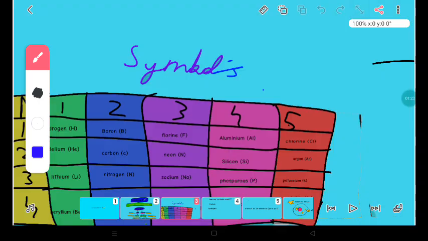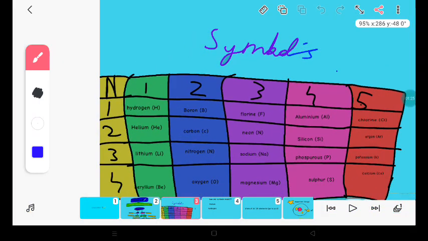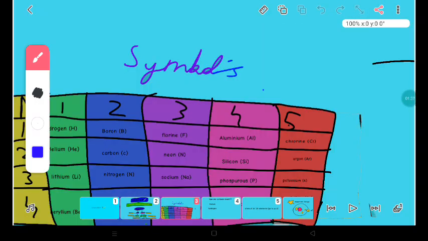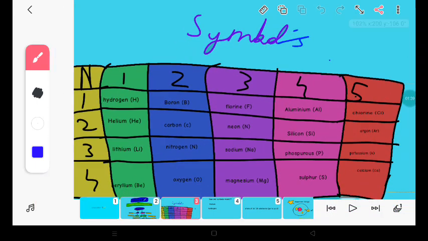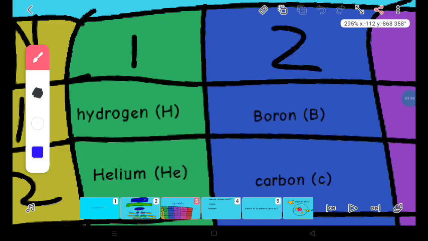So, these are the first 20 elements. These are the most important. These are so important. These are important till 10th grade. That's why you should memorize these 20 elements till 10th grade.